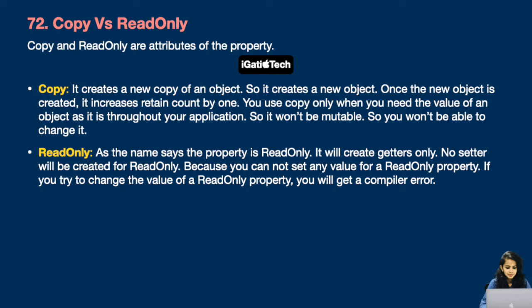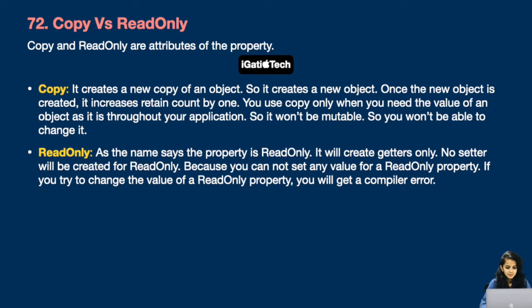So let's see, copy. It creates a new copy of an object, so it creates a new object. Once the new object is created, it increases retain count by 1. You use copy only when you need the value of an object as it is throughout your application. So it won't be mutable, so you won't be able to change it.